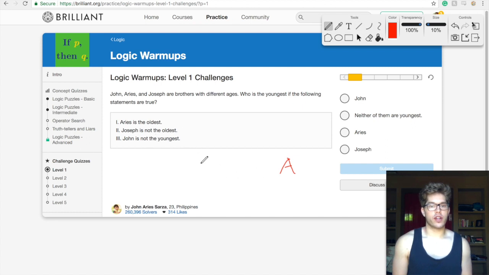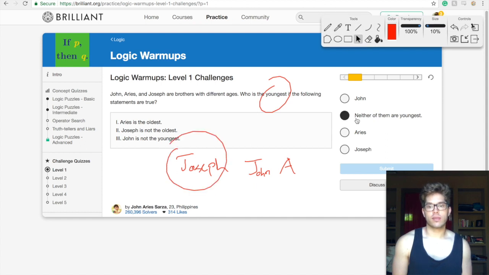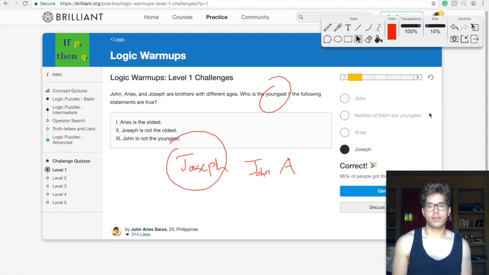Well, if John's not the youngest, then he must be the middle. And then Joseph, who's not the oldest, must be the youngest. So, who is the youngest? Joseph is the youngest. Awesome.